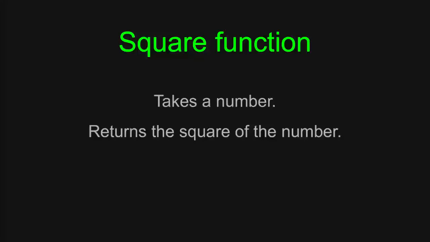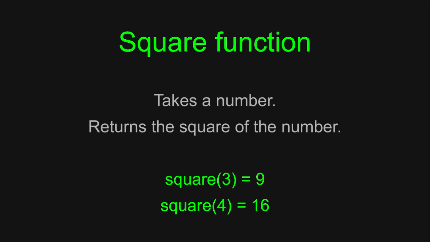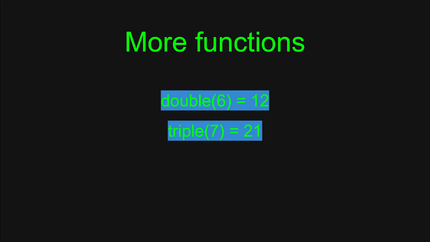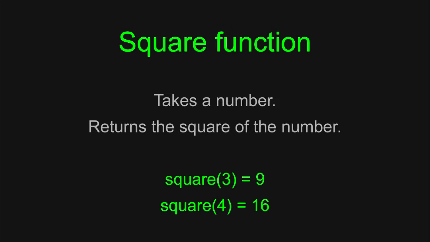The square function will take in a number and will return the square of this number. Simple, right? For example, the square of 3 is 3 times 3, which is equal to 9. The square of 4 is 16, and so on. As an example of other functions, we could consider the double function, or maybe the triple function. But for our first example, we'll focus on the square function.